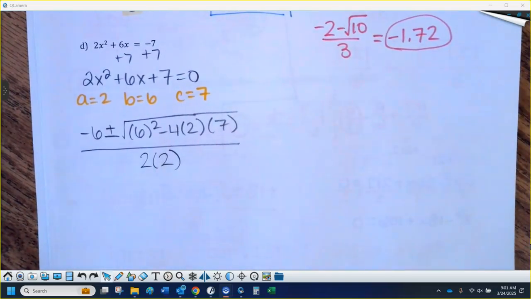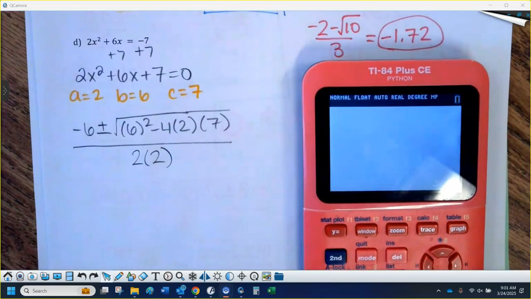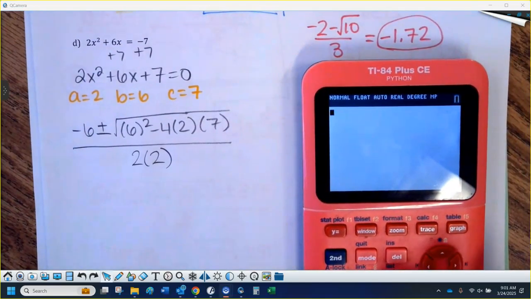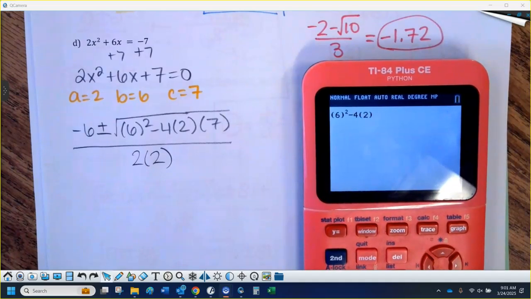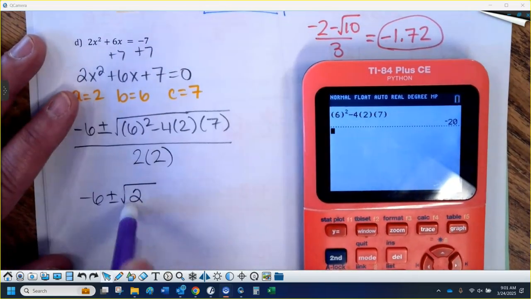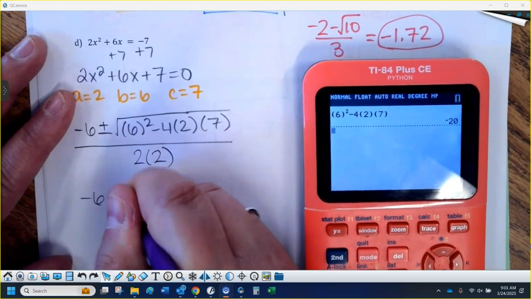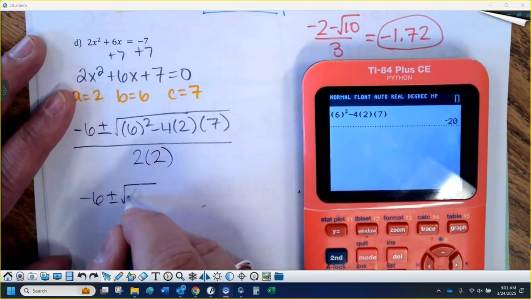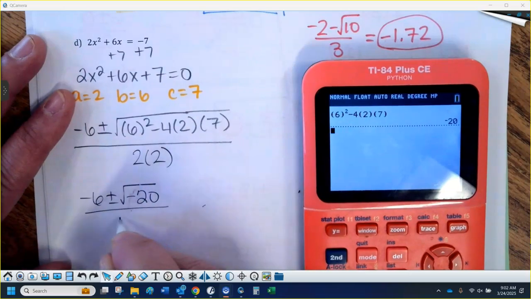Okay, I do this in 2 steps. I'm going to set that up, and then I'm going to grab my calculator and do what's under the square root. So 6 squared minus 4 times 2 times 7. So we have -6 plus or minus this, oops, I just wrote that wrong. -20 is what I got when I simplified that. Still under a square root because I did not take a square root.